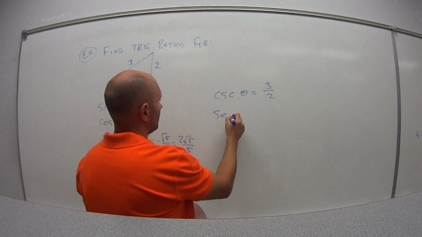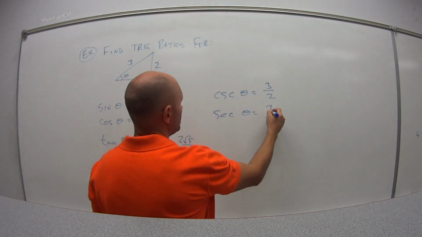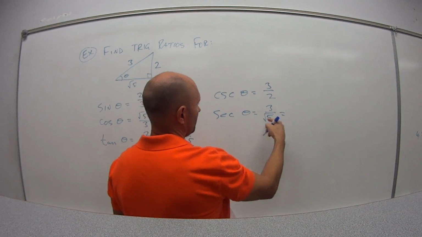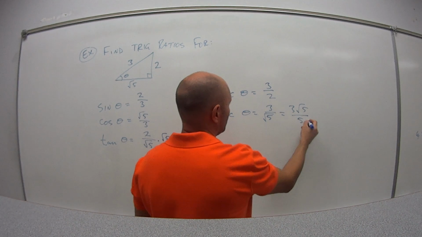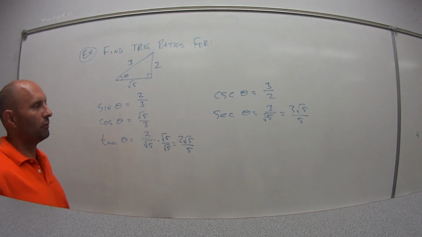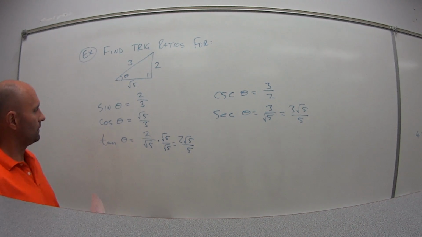Secant is if we just flip this guy, so it's 3 over square root of 5. And again, the shortcut says put the radical up in top and get rid of the radical symbol in the bottom. So 3 square root of 5 over 5 would be our secant of theta value.